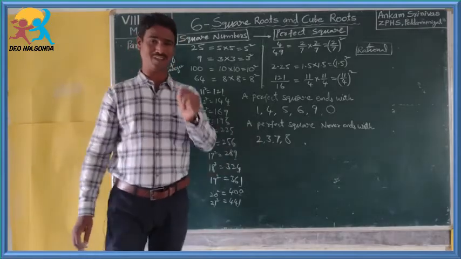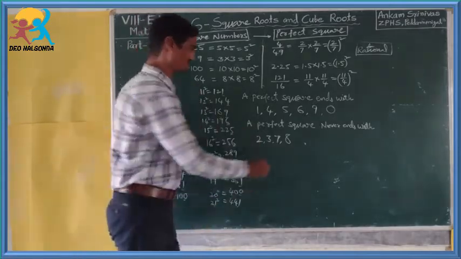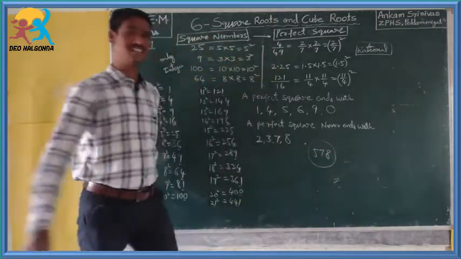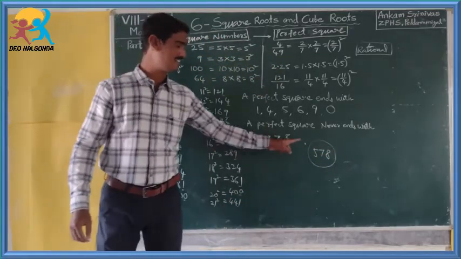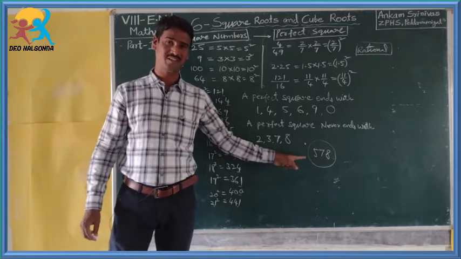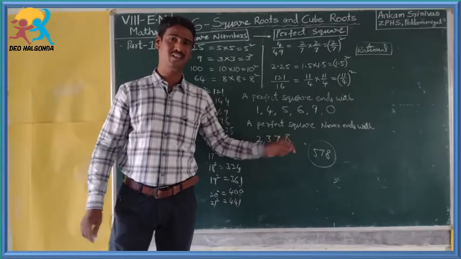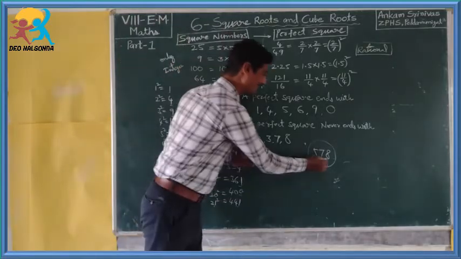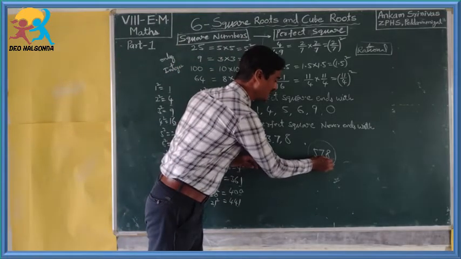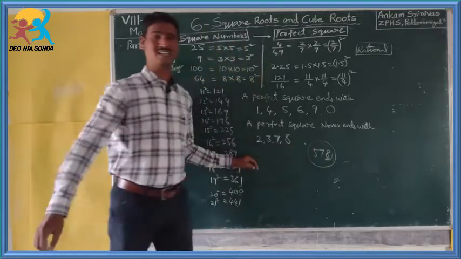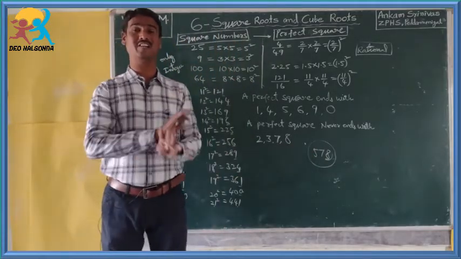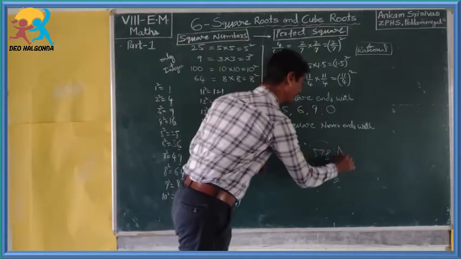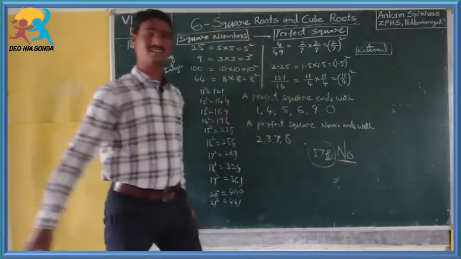Now I am going to ask one question. Is it a perfect square? 578. Is 578 a perfect square? No. Clearly, because the unit digit of the given number is 8. A perfect square never ends with 8. So, it's not a perfect square.